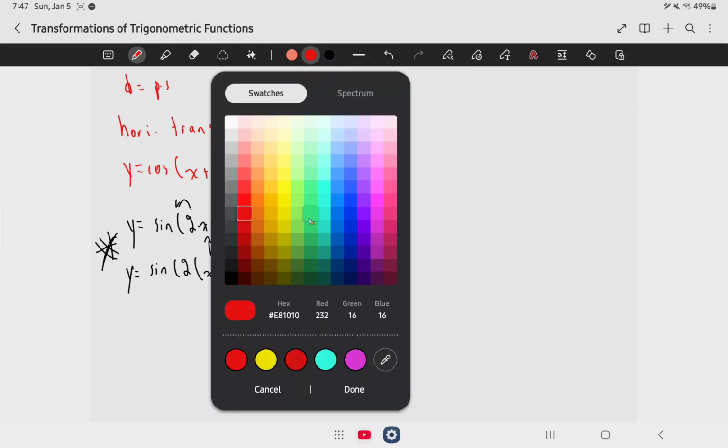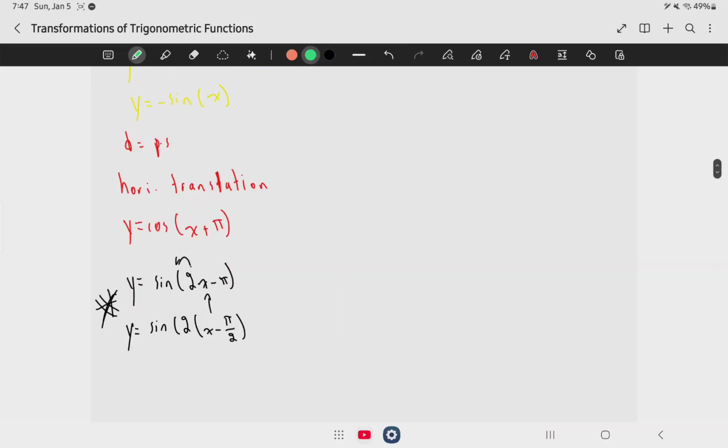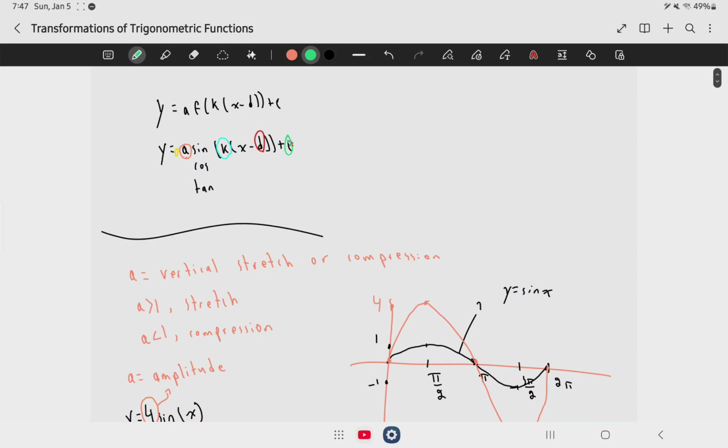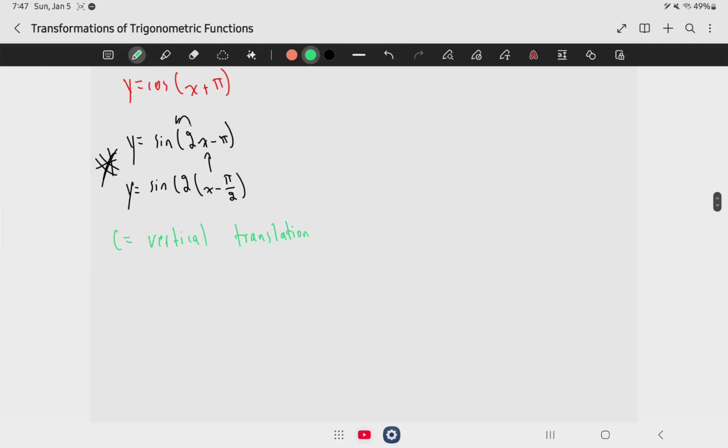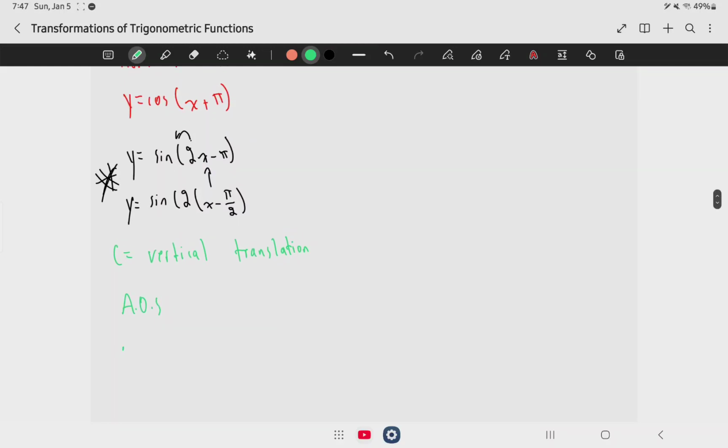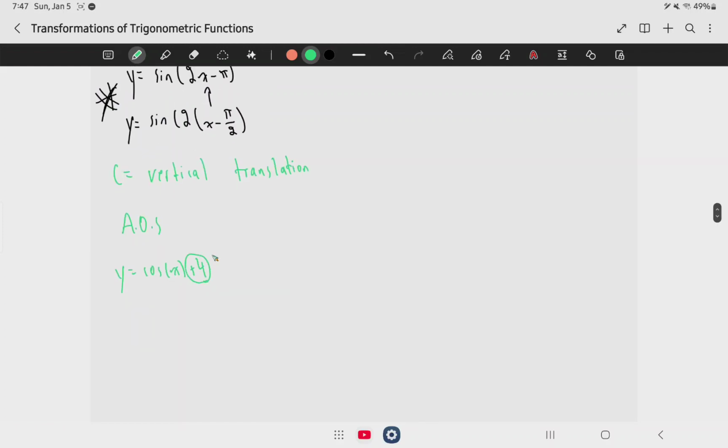And now the last thing just to watch out for is the c value, which is at the end. Now the c value is just your vertical translation up and down, and this is actually really simple. Now the vertical translation can also be seen as your axis of symmetry. So to do a little example, let's say we have y equals cos x plus 4. So our plus 4 is our c value.